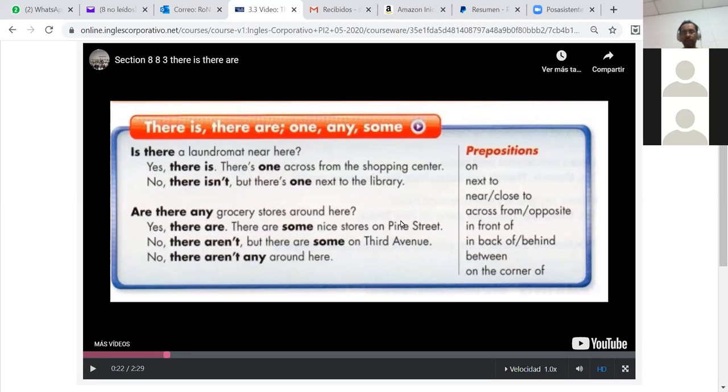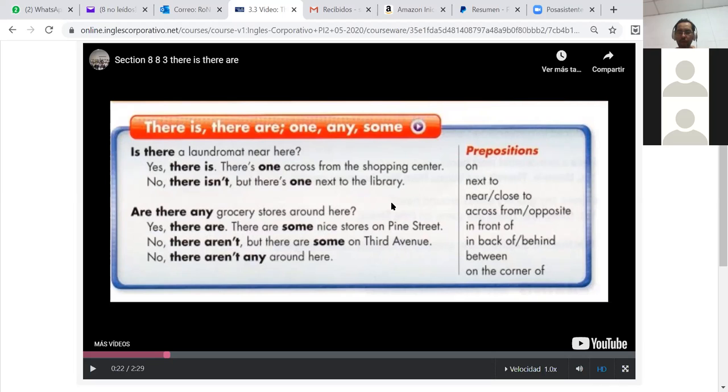Okay, I'm going to ask the same question. Are there any grocery stores around here? Yes, there are. There are some nice stores on Pine Street. No, there aren't, but there are some on 3rd Avenue. No, there aren't any around here.